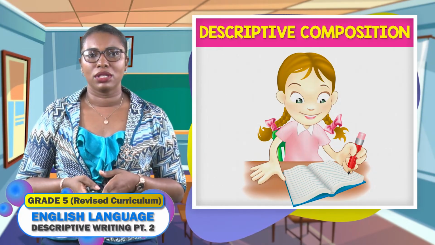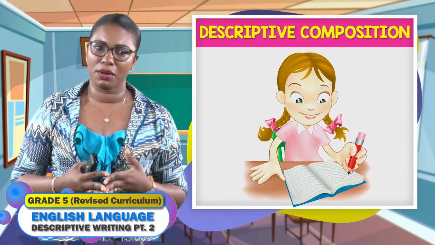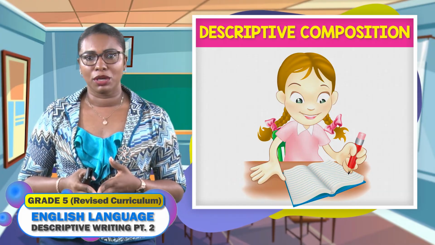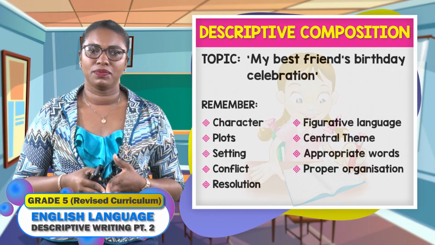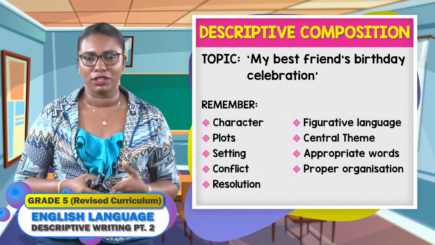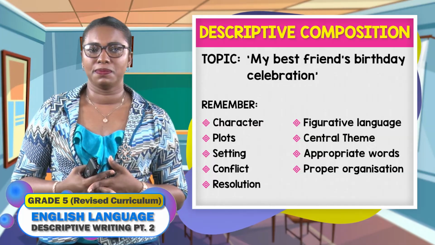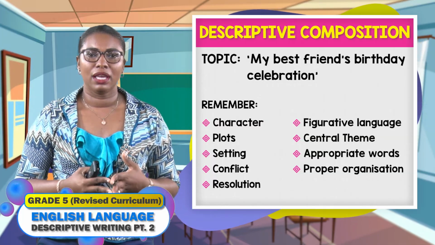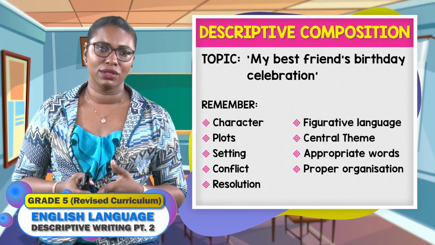Okay, pupils, now that you have examined an example of a descriptive composition, you will look at the following topic and write your own descriptive composition. This is the topic I have for you: my best friend's birthday celebration. My best friend's birthday celebration. Here, this is your topic for your own writing.